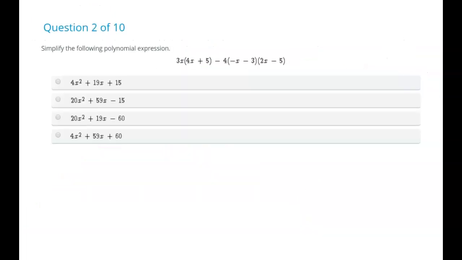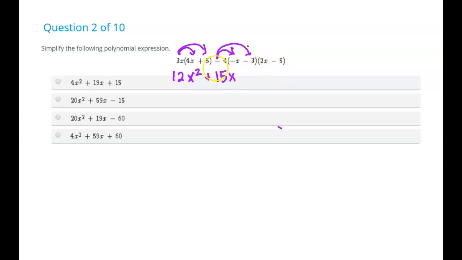Question number 2 says to simplify. So you're going to start off and just distribute each of these. If I look at this, I've got 3x times 4x is 12x squared, and then 3x times 5 is 15x. Now looking at the next one here, I could do it either of two ways. I can distribute the negative 4 to each one of these terms and then FOIL with the second. I'll do it that way in my example.